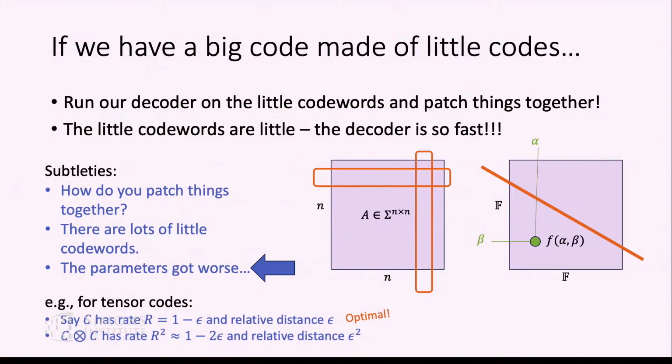It turns out that to get the parameters for C tensor C, you basically just square the distance and square the rate. So squaring the rate, that's still a high rate code. 1 minus epsilon squared is, to first order, 1 minus 2 epsilon. It's still close to 1. But the relative distance is now epsilon squared. We wanted it to kind of be like 2 epsilon. So that's not good. This is not optimal. Whenever we do this, we're moving away from the optimal parameter regime we want to be in. And so that's going to motivate the next technique that we're going to use.